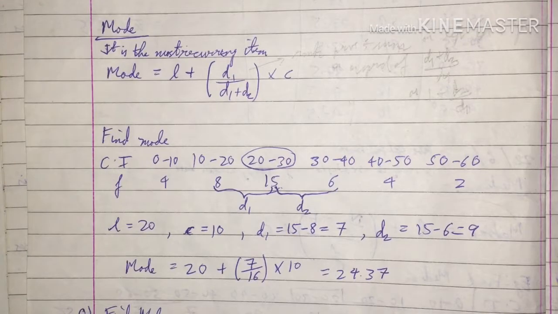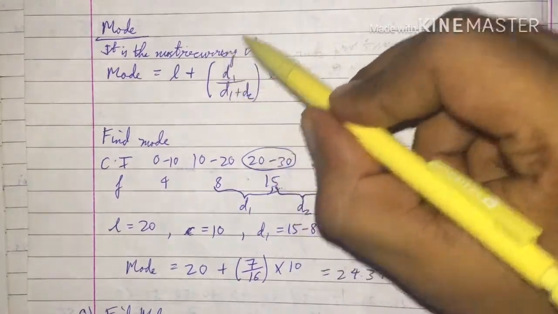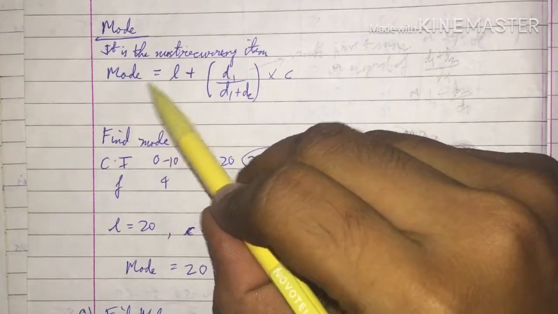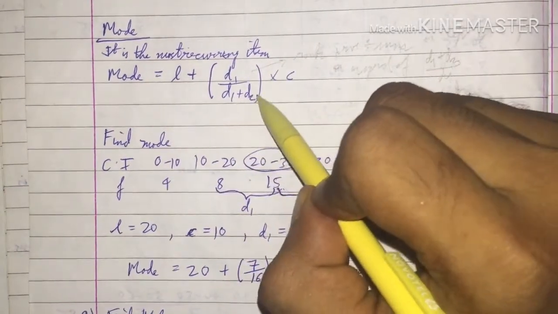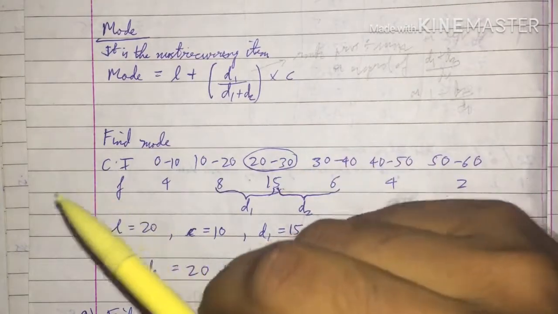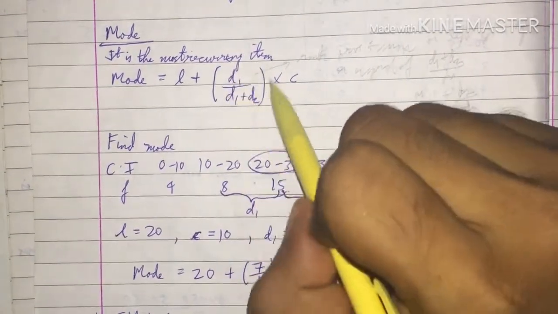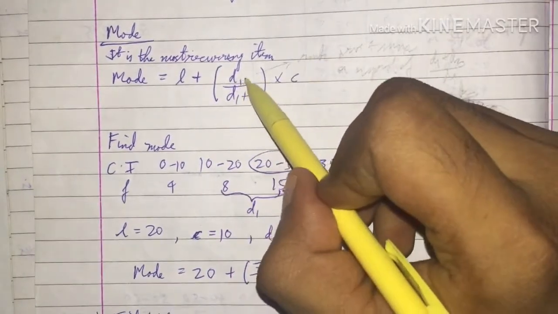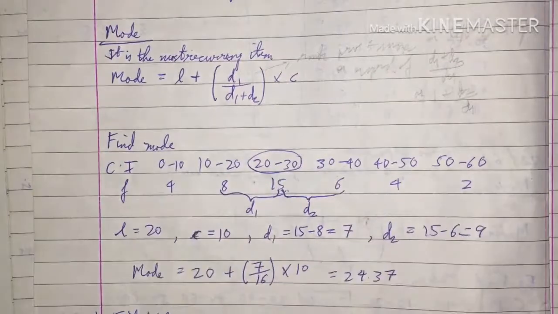Mode. Mode is basically the most recurring item, that is the item which repeats the most. The formula for mode is L plus d1 upon d1 plus d2 into C. So it's similar to the formula for median, except this bracket, n by 2 minus F upon small f, is replaced by d1 upon d1 plus d2.